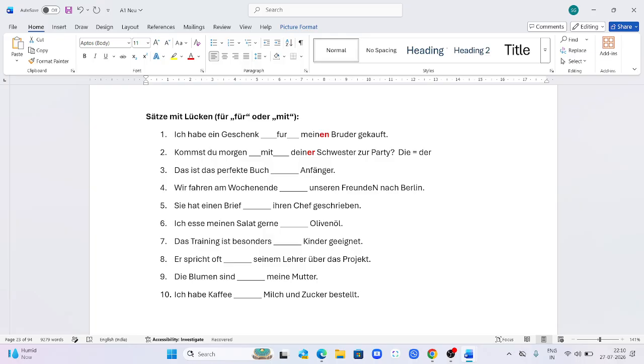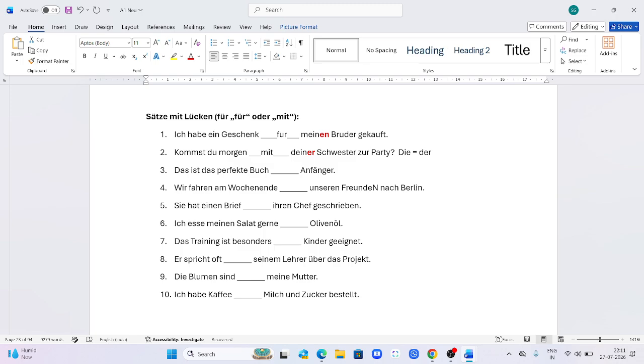Okay, next. Das ist das perfekte Buch für Anfänger. This is the perfect book for beginners. Next one, wir fahren am Wochenende. See, after Freunde, you have an extra N. That means it is dative. Yes or no?